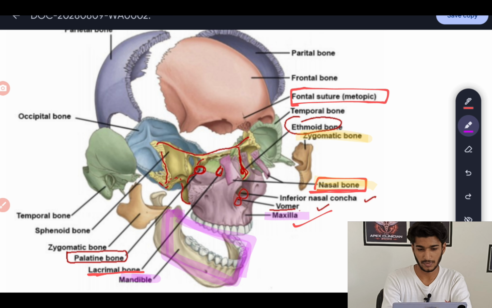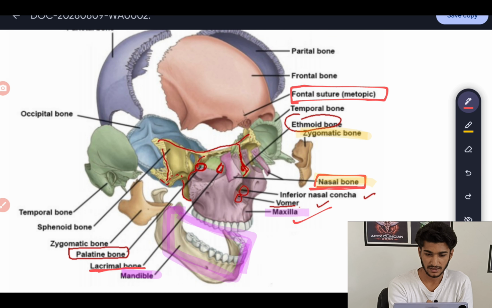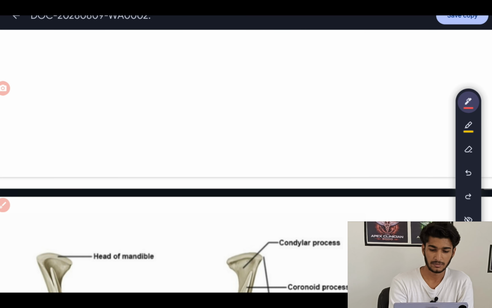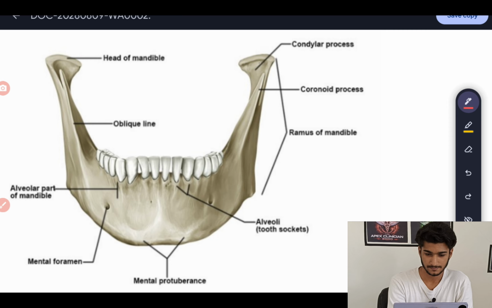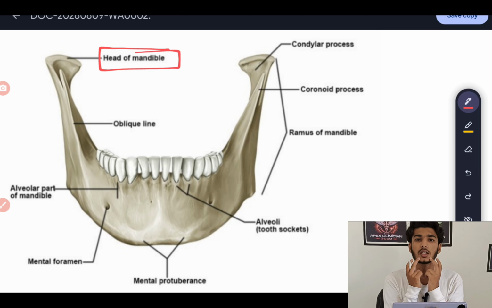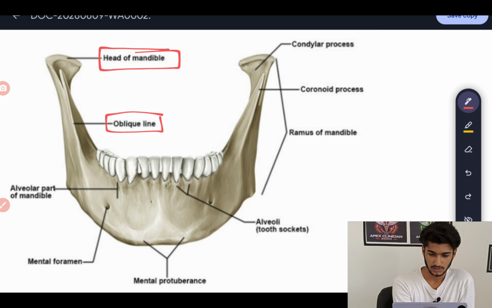Now you can appreciate this mandibular region. Here is the head of the mandible. We are going to learn this mandible in detail because it is the only movable bone present here. So this is the oblique line of the mandibular bone. This is the oblique line. Here you can appreciate it in the structure. After that, you can see this. This is the alveolar part of the mandible. This region here.